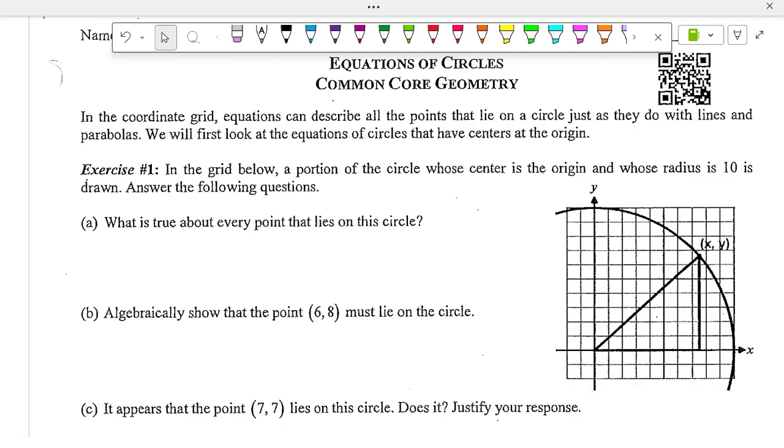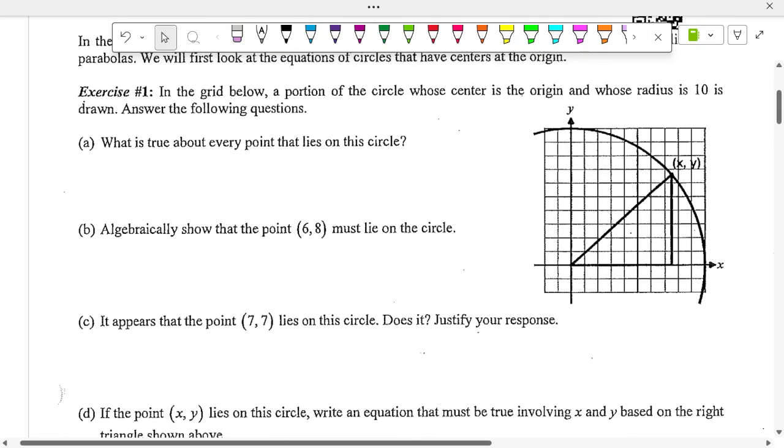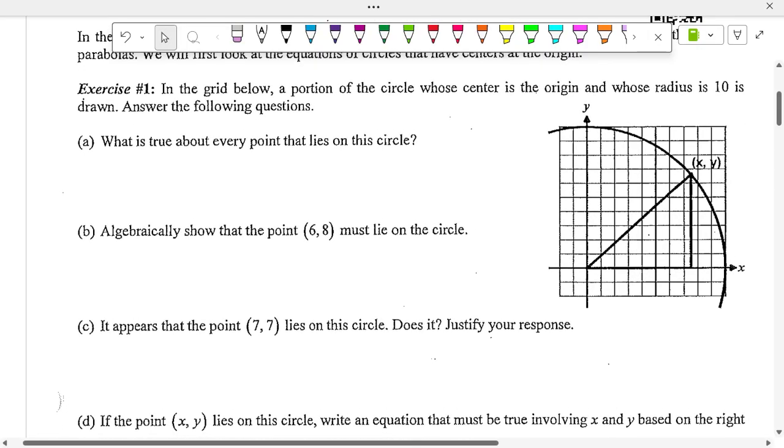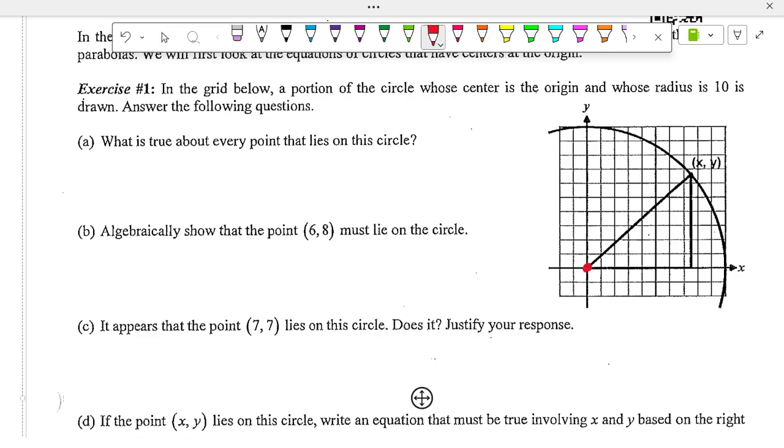It goes a little bit more in depth, and it'll actually give you something where you're writing it down. All right, so let's look at this. Now, if we're looking at this circle where our center is the origin, so this is my center, what is true about any point that I can draw on this circle? What if I drew a point here, here?